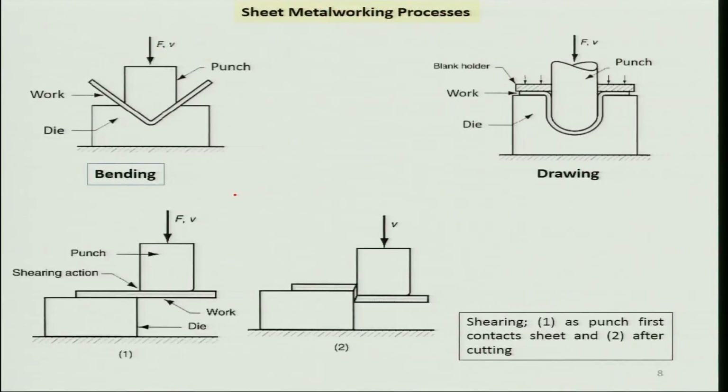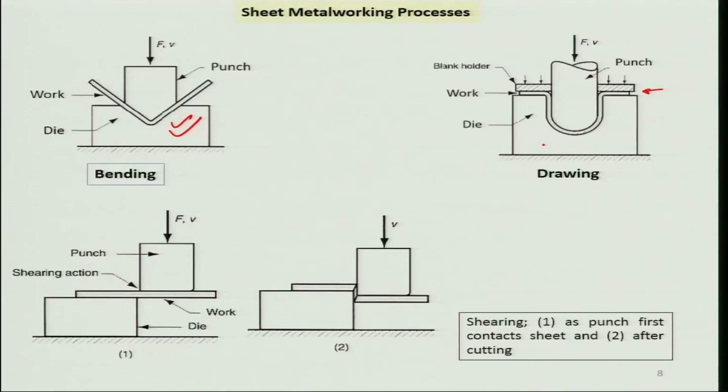We also have various other sheet metal working processes like bending, where there is a punch which is used to basically bend thin sheets. You can also draw thin sheets as is illustrated here. There is a die cavity, and the punch and die cavity in unison are able to create a drawn shape of the cavity.